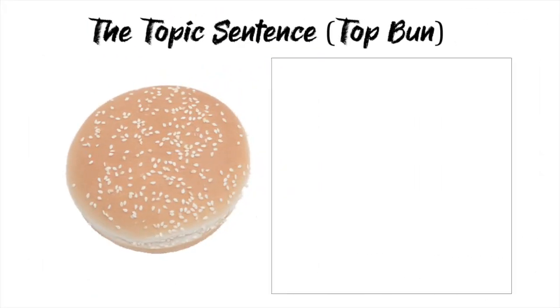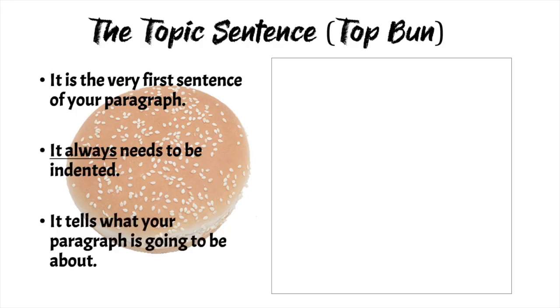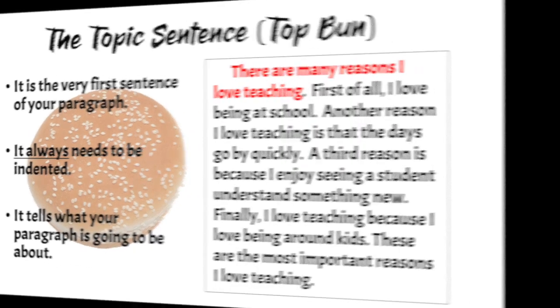Now, the topic sentence. That's the top bun. Well, it is the very first sentence of your paragraph. It always needs to be indented. It tells what your paragraph is going to be about. So let's look at the example. There are many reasons I love teaching. So we have the indent, that space before the first sentence.